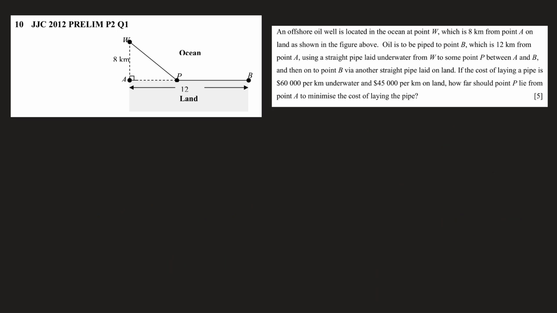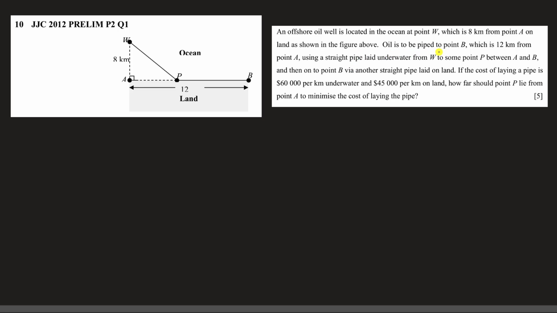So the second question of this video, JJC 2012 prelims. An offshore oil well is located in the ocean at W. So there is actually an oil well here. There's an oil well here. So your job is to pour this oil onto the land. You probably have a refinery here where you process the oil, which is 8 km away from point A on the land as shown on the figure above.